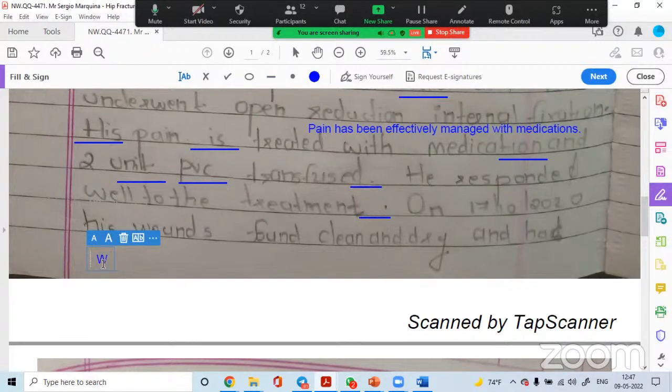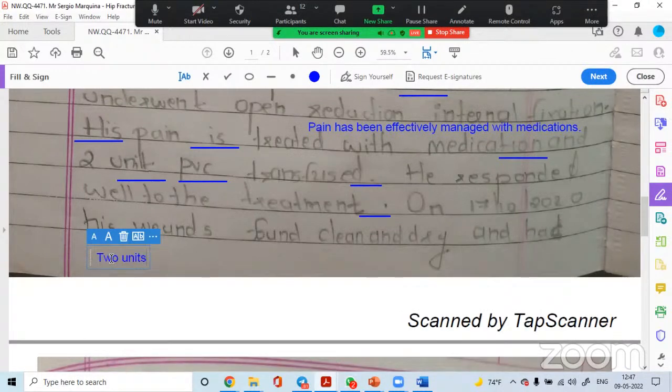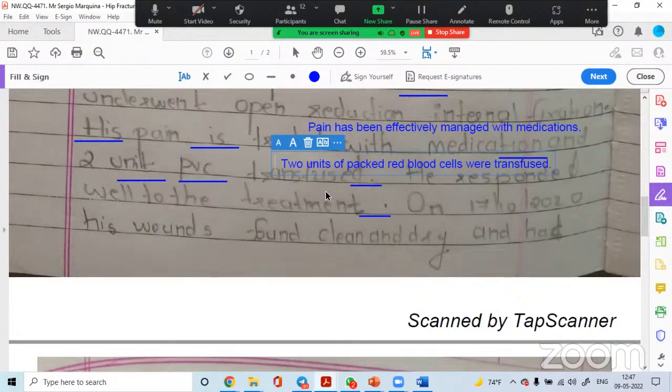2 units. Don't write a number. 2 units of packed red blood cells were transfused. 2 units of packed red blood cells were transfused. Fine, that's it.